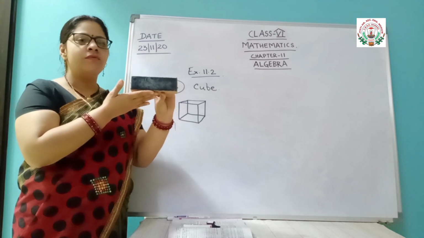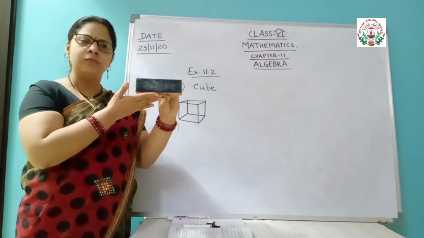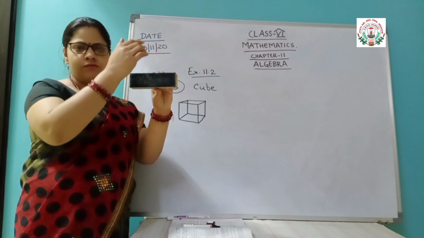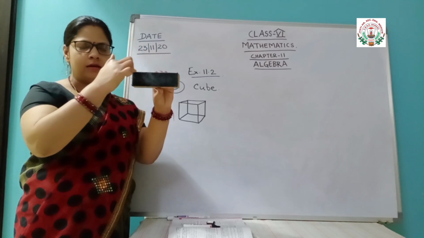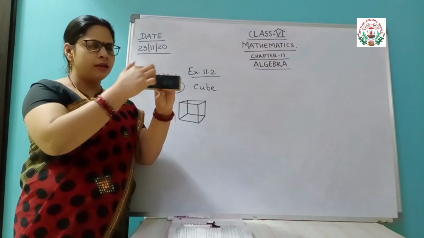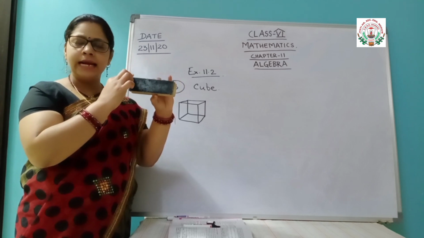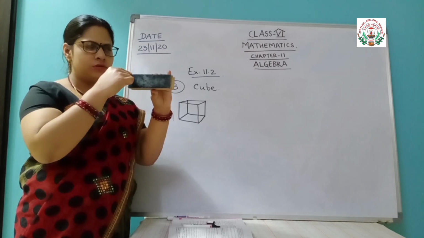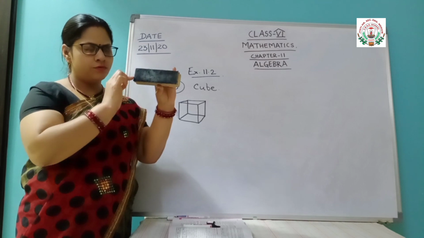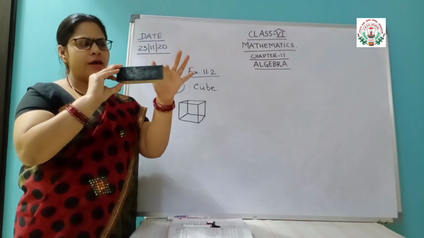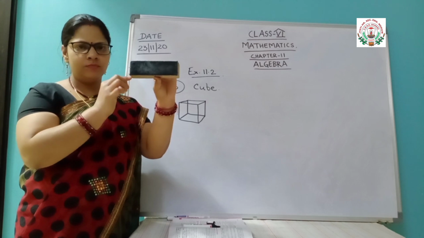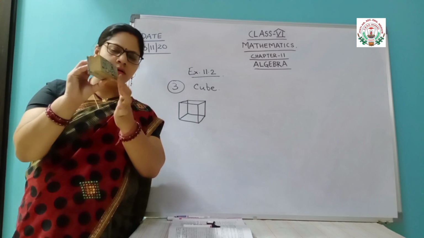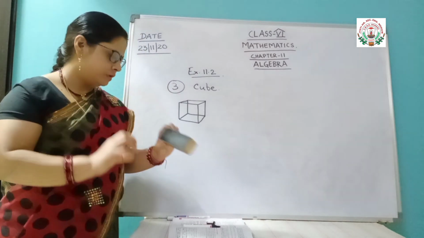Edges means where two faces meet. This is one face and this is the second face. Where these two faces meet, this line is called an edge. So this line is an edge. Now how many edges are there? This is one edge, 2, 3, 4, and 5, 6, 7, 8. Similarly, this is 9, 10, and 11 and 12. 12 edges will be there.